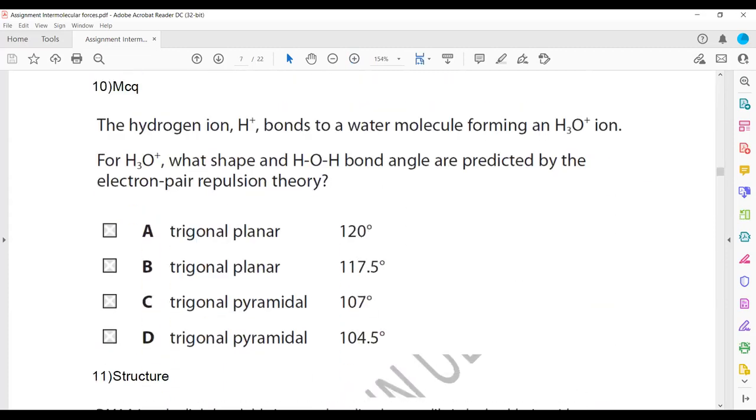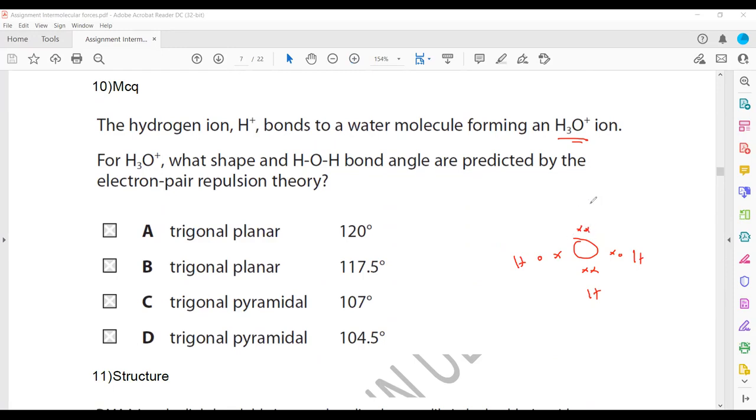In question 10, this is about the bond angle and predicting the shape of a molecule on the basis of the bond angle. So a hydrogen ion bonds to a water molecule to form H3O+. So what will be the structure of H3O+? There will be a dative bond here, and there's one lone pair.